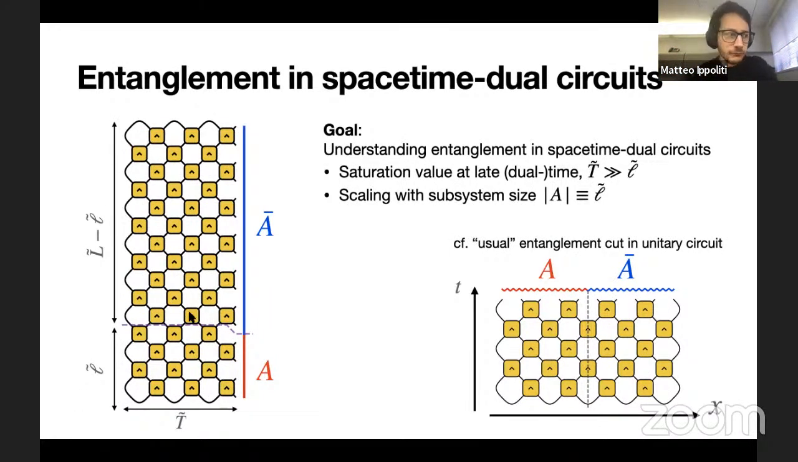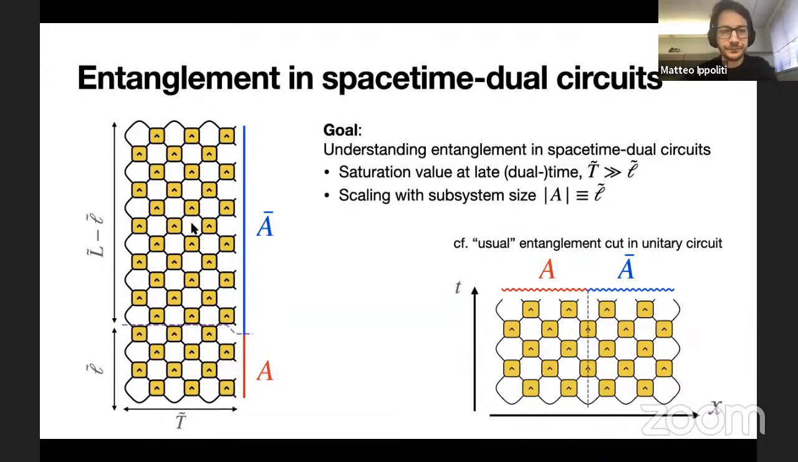And just as a reference point, you can compare this to the more canonical entanglement calculation in unitary circuits, which looks like this, where your final state is at the end of time, not at the end of space. And even though in the bulk these two are the same thing, this change in boundary conditions has quite drastic effects, and it's really not a trivial thing to know beforehand whether the two results are going to be related or in what way.